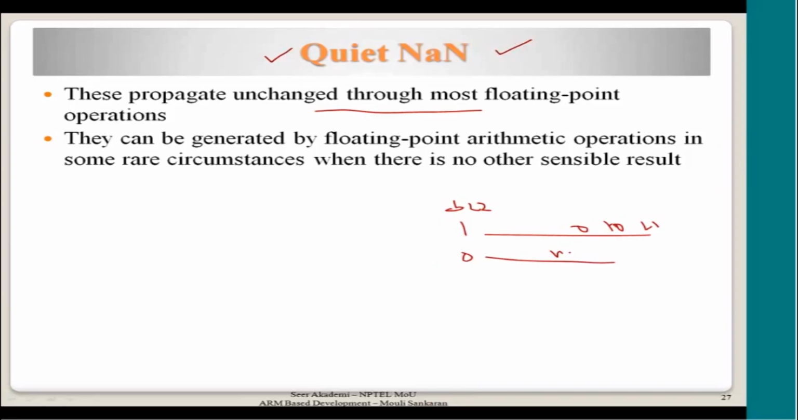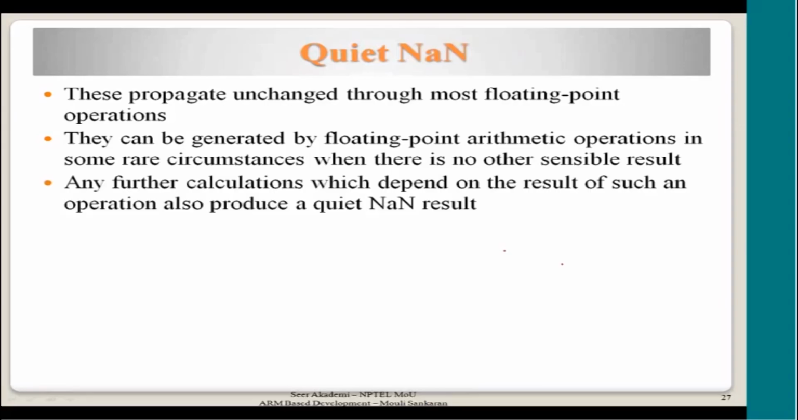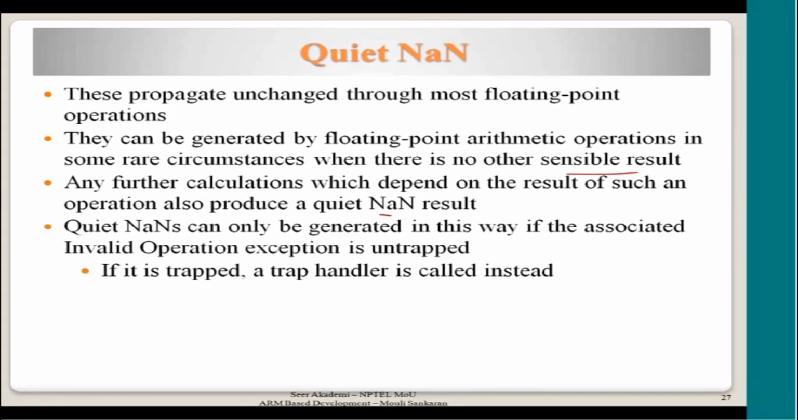So basically these two are given to represent some internal representations of floating point results which are understandable by the floating point processor, and basically by the application also. If you are not able to generate any sensible result, you can put a value which is called not a number to represent those intermediate values. Further calculations that depend on it will continue to use this NaN.